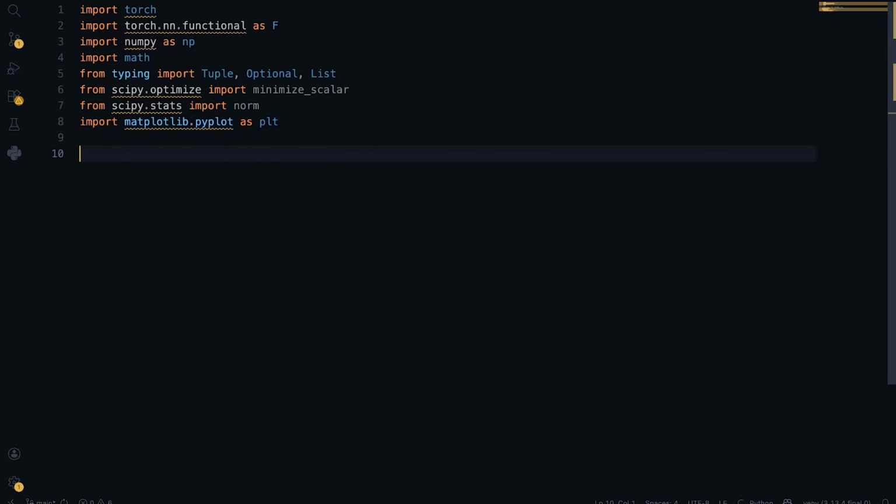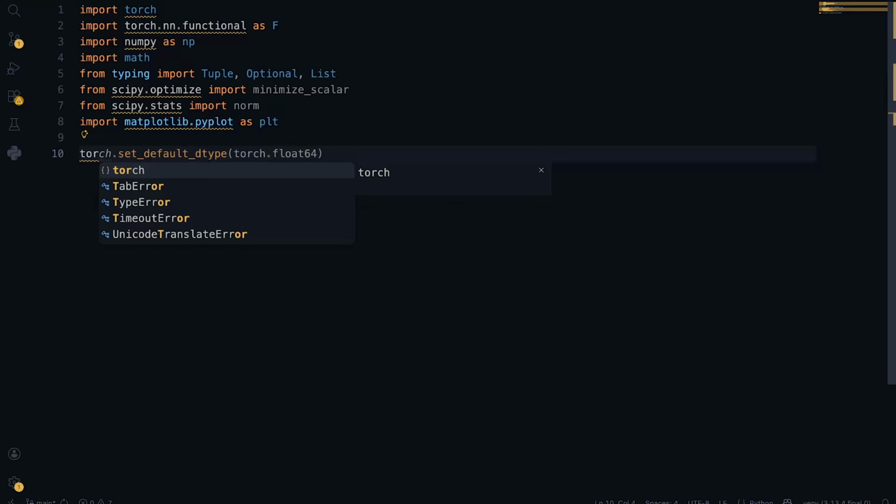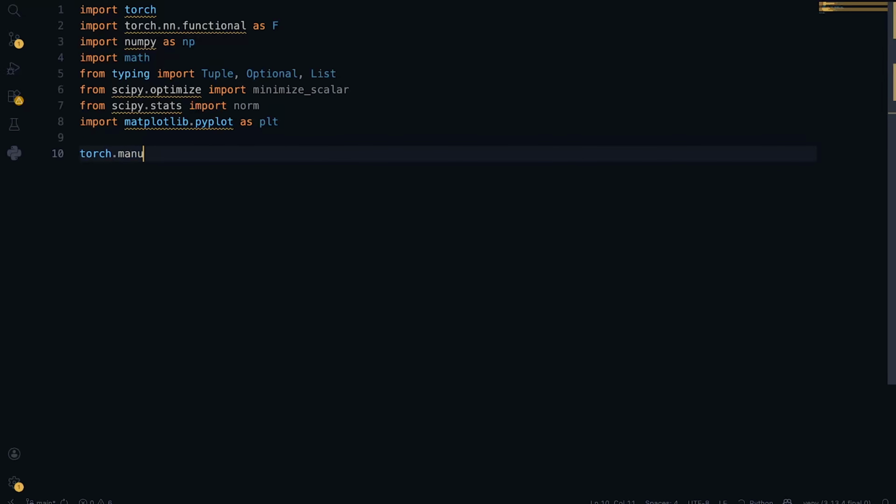And finally, before we move on, we also have to set the manual seed to random 42, so that whenever we initialize random variables, it will always initialize the same. The value will be the same for that. And the same goes for np as well, that is numpy.